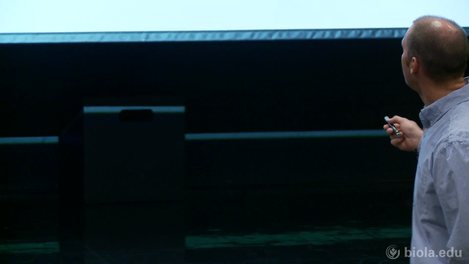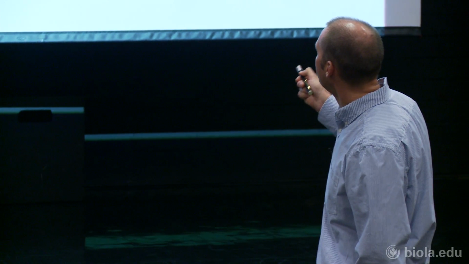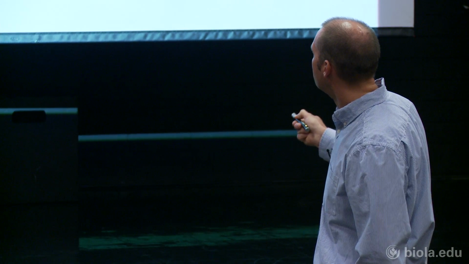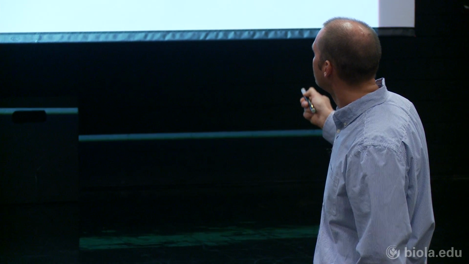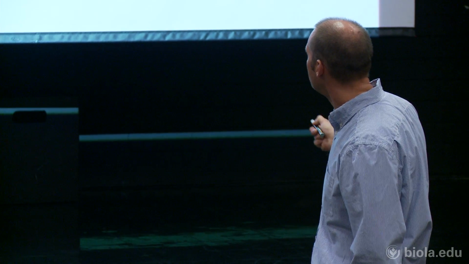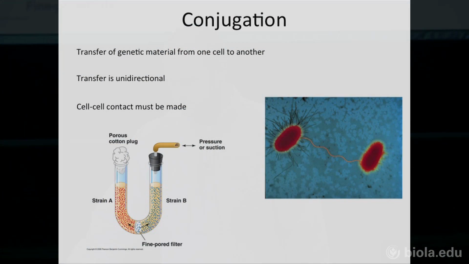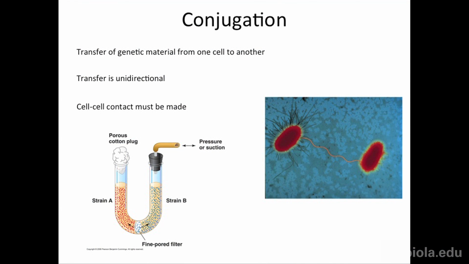So basically, though, we're just going to look at plates. Can a certain strain survive on a minimal media, or does that strain that I'm growing have to have a plate that's got certain nutrients in it? All right, conjugation. This is the first way that bacteria actually exchange genetic information.